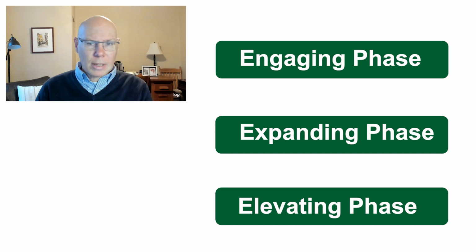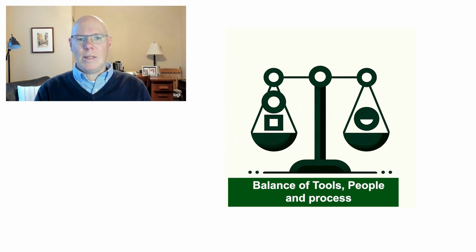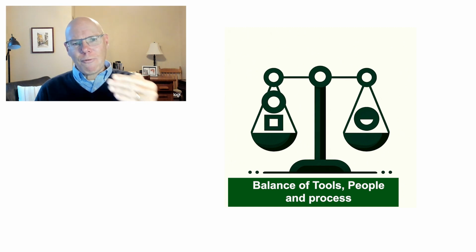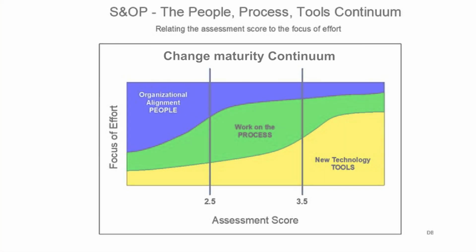Now, any complex change, especially something like a new S&OP process that involves multiple people across different levels and different departments in an organization, getting the balance right between these elements at the right time is important. How much you focus or prioritize on people, process, or technology or tools will depend on your level of maturity. Now, to help you understand what you should focus on, we developed the change maturity continuum.